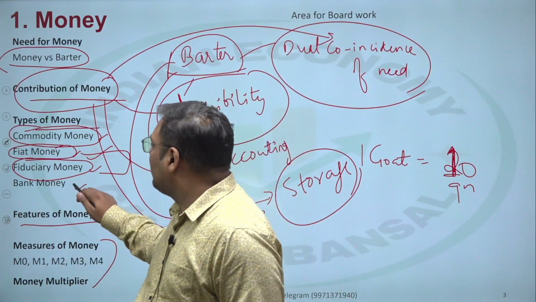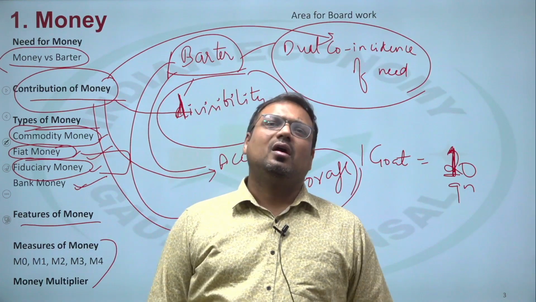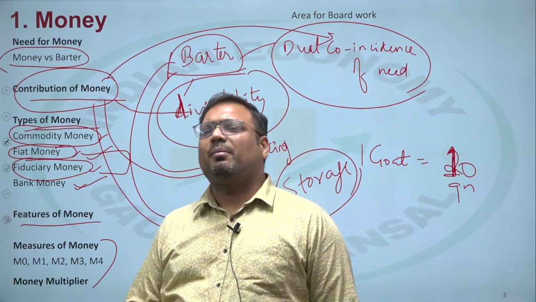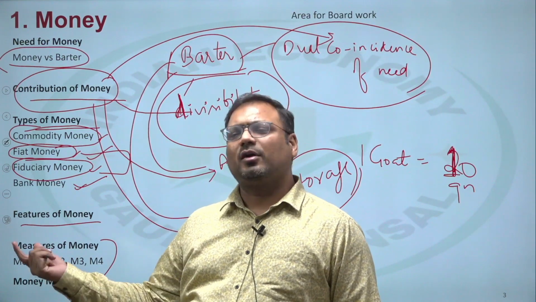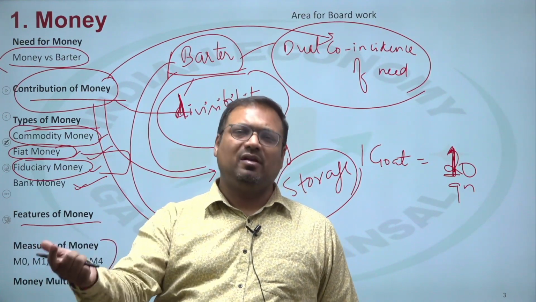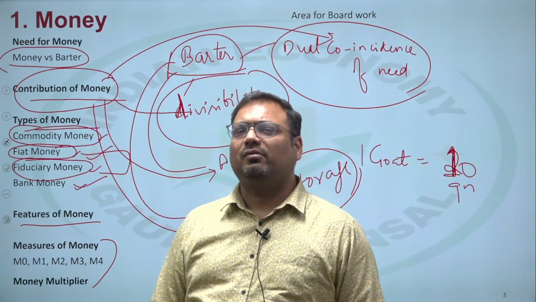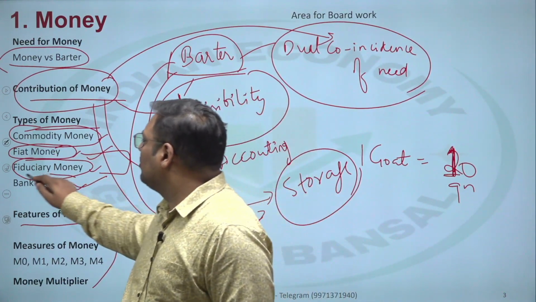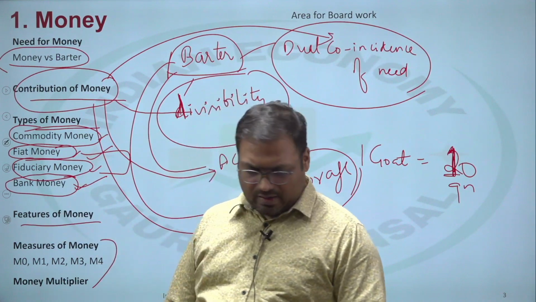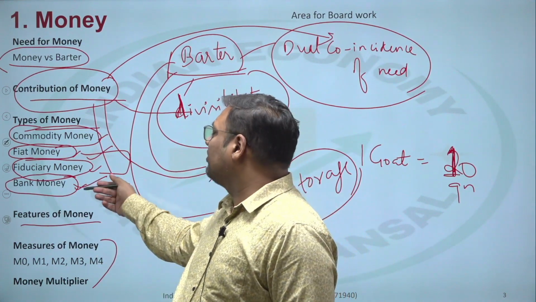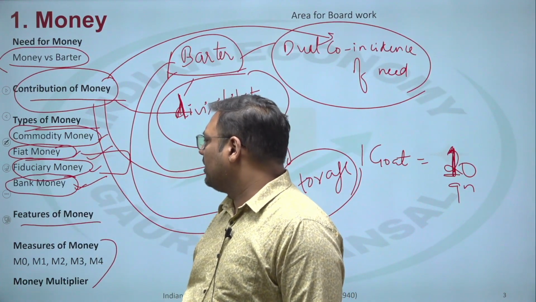And then we have bank money. Today our bank deposits, our bank debit and credit cards also act as money. They can do any function that money does. We can go anywhere, pay with that and get anything that we want. So bank deposits can also act as money. So that we define as bank money.